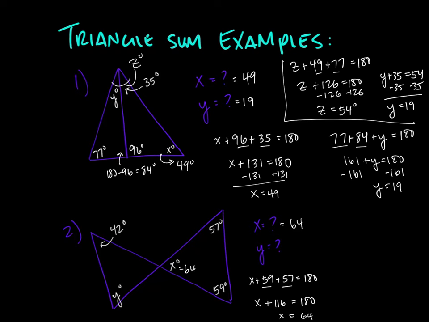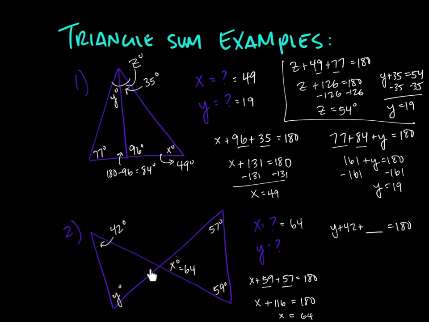I'll put it on the drawing as well. And then if I look at the other triangle here, it looks like I only know one angle in this triangle. So if I were trying to set up an equation right now, it would say y plus 42 plus something equals 180. And that something right here is this angle right here.